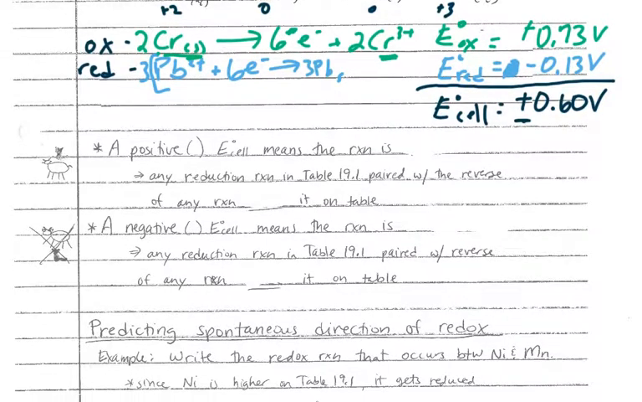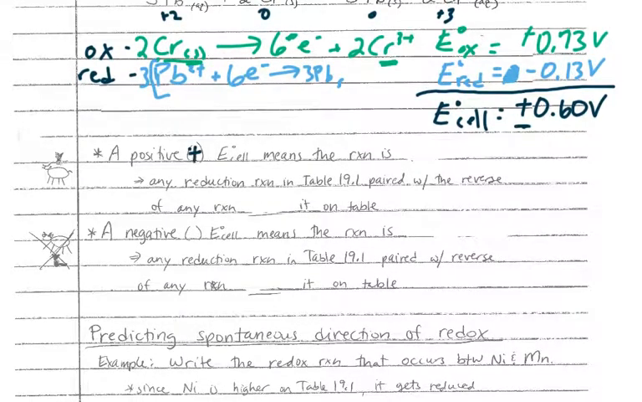So the rule here is that a positive cell potential means that the reaction is spontaneous. And if it has a negative cell potential, it means that the reaction is non-spontaneous, so it won't go on its own. In other words, it won't form a galvanic cell. So you can eyeball just using that table 19.1, showing you the different reduction potentials, and you can figure it out.